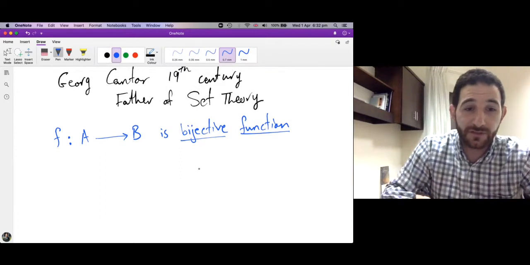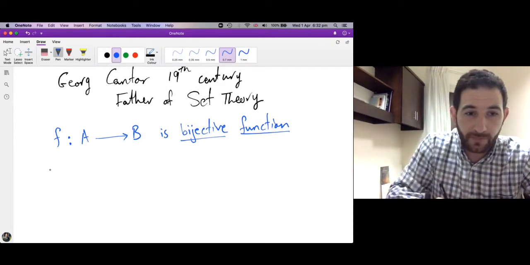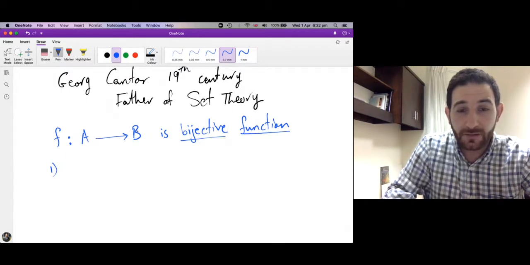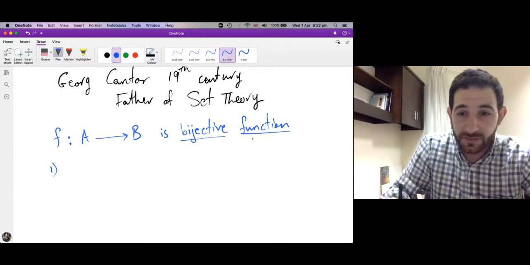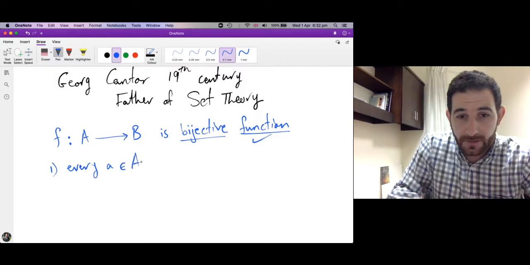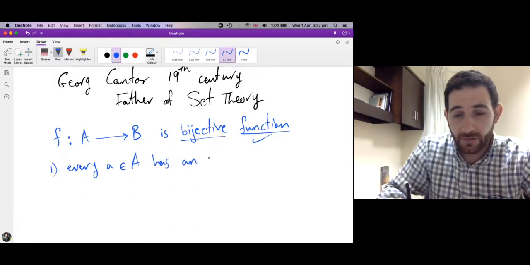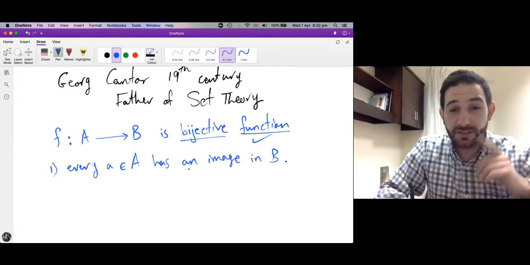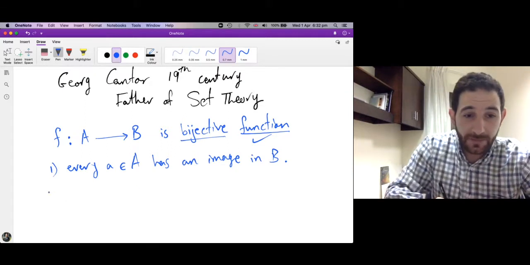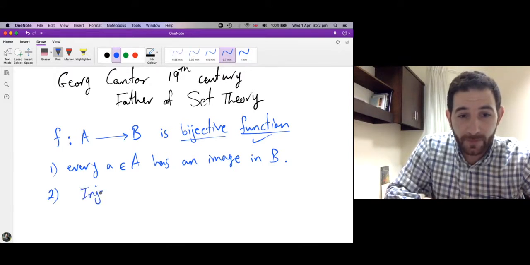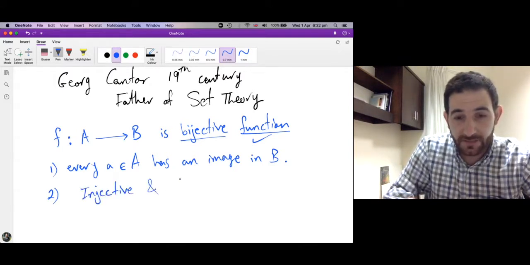Okay, so first it is a function. So what is a function? We know that since it's a function, it's an assignment which assigns to every element in A one element and only one in B. So because we know it's a function, we know that every a in A has exactly one image in B. Okay, so this is the first piece of information we know. The second piece of information, we know it's a bijection, and bijection means it's injective and surjective.